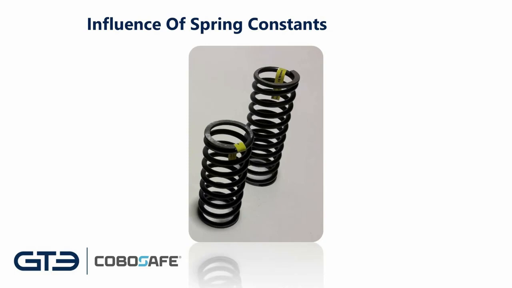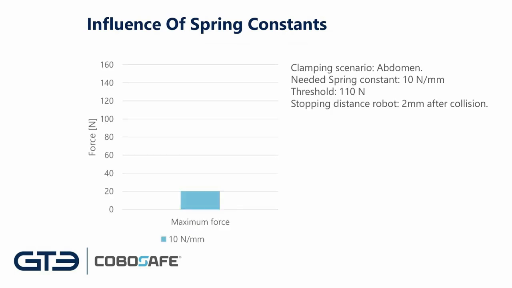So I will give you a short example. In that example, we would like to measure a clamping scenario at the abdomen. Therefore, we need a 10 Newton per millimeter spring, and we have to stay below 110 Newtons. Since the measurement is all about the stopping distance of the robot, we assume in this example a stopping distance of 2 millimeters after collision. So the robot stopping distance of 2 millimeters also compresses the spring by 2 millimeters. And that leads to a measuring value of 20 Newtons.